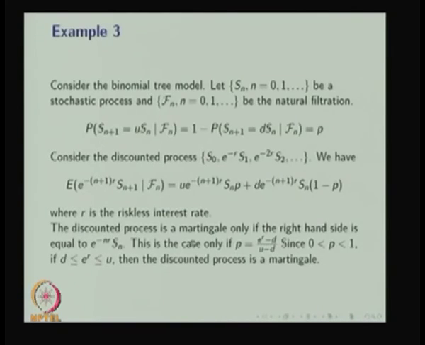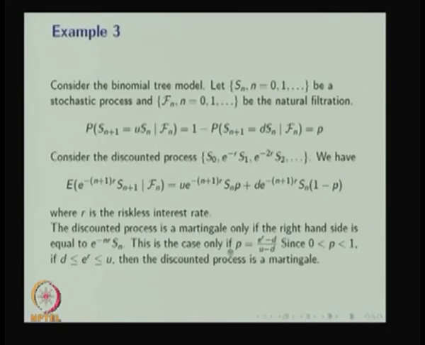The discounted stochastic process is a martingale if and only if the right hand side is equal to e power minus n times r times Sn, because here it is the conditional expectation of e power minus (n+1) times r times S(n+1) given Fn. If this quantity is the same as e power minus n times r multiplied by Sn, then this discounted stochastic process will be a martingale, or it has the martingale property.